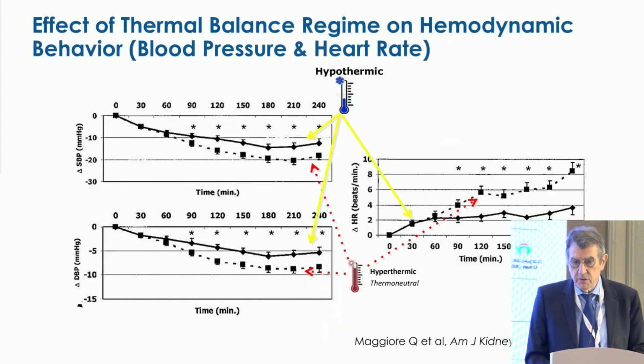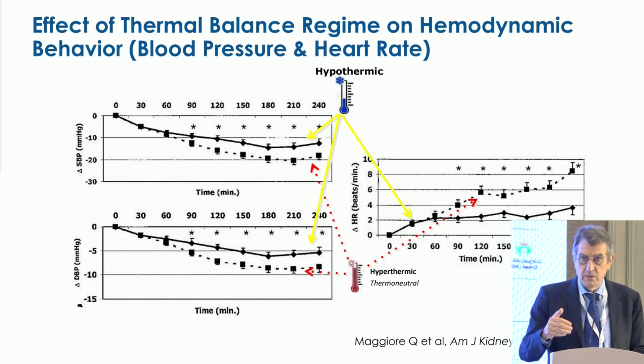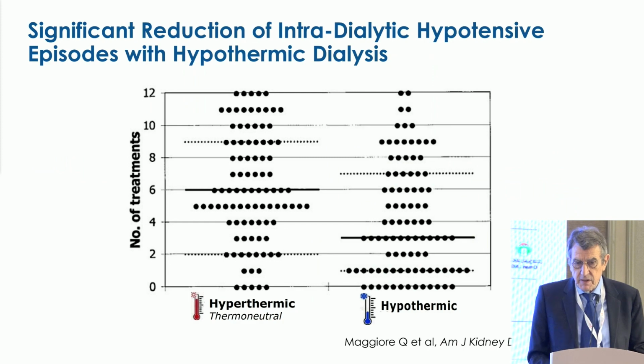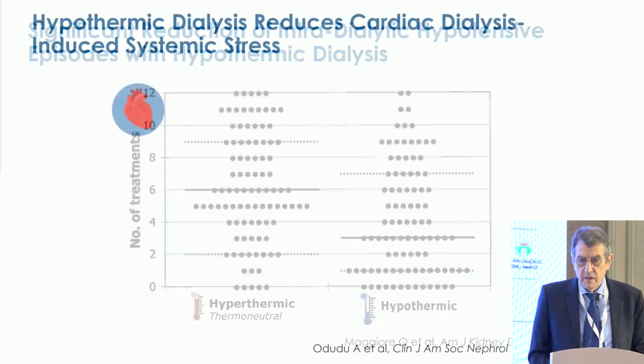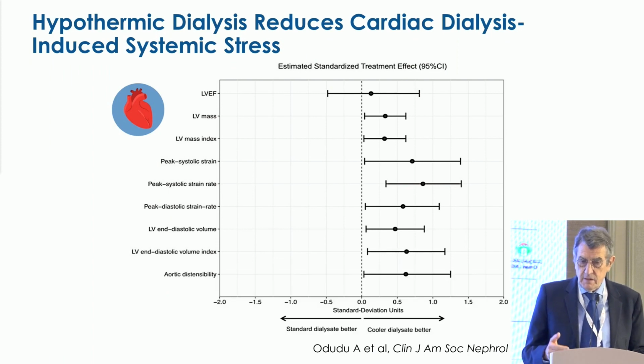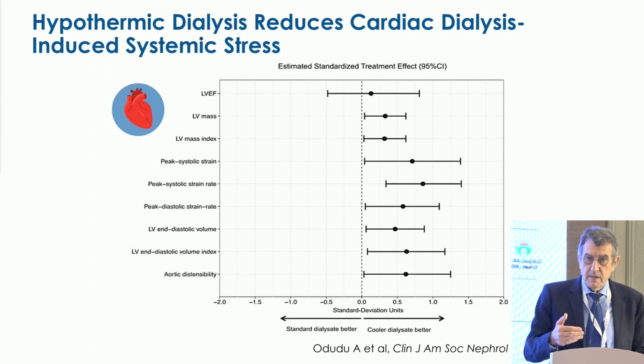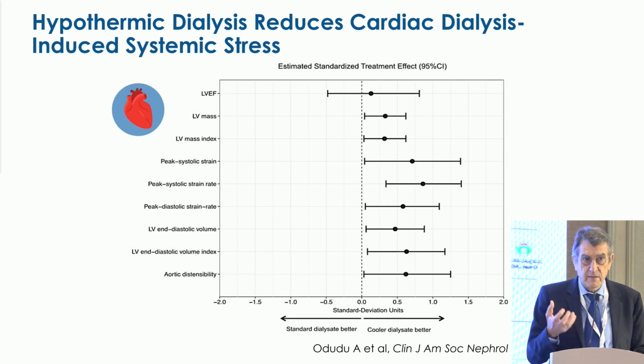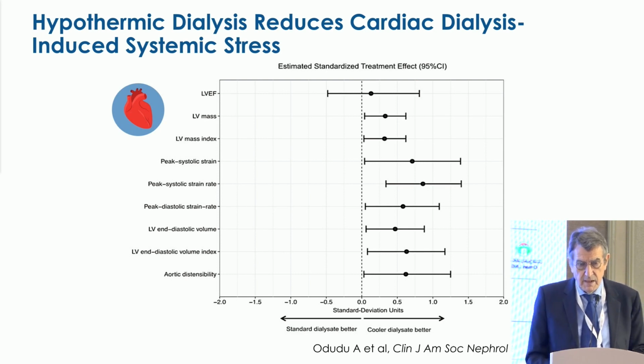That was done by Marjorie, I don't want to go into detail, a few years ago, showing that there is a nice way to improve the hemodynamic tolerance and reduce the number of hypotensions. This is clear. But also now we know that if you provide it for 1 year, this is a way to protect the cardiac system. Look what they did in the UK again with the McIntyre group, showing that hypothermic dialysis has some beneficial effect on the left ventricular mass and left ventricular ejection fraction. So you protect the heart.